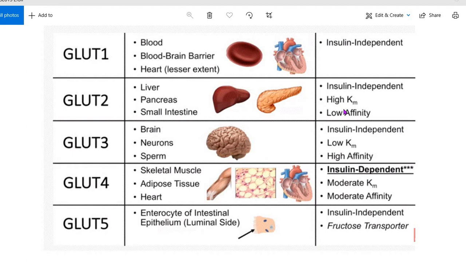So that takes us to GLUT3. Now GLUT3 is actually present in the brain, it's also present in the neurons, and also in sperm. So you have GLUT3 in the brain, you have it in the neurons, and you also have them in sperm cells. And they are also insulin independent. So your GLUT1, GLUT2, and GLUT3 are insulin independent.